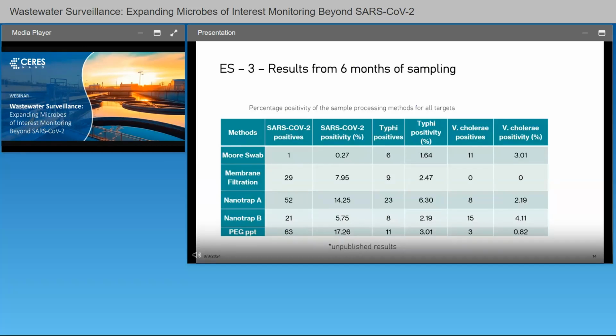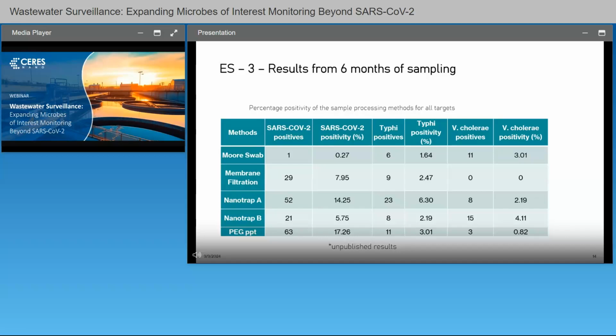Now we carried out head-to-head comparisons for 6 months of sampling. In this particular study, that's 50 sites and sampling twice a month, so that is around 600 samples. And here you can see the percentage positivity. These are unspiked samples, and here you can see a much more complicated scenario.